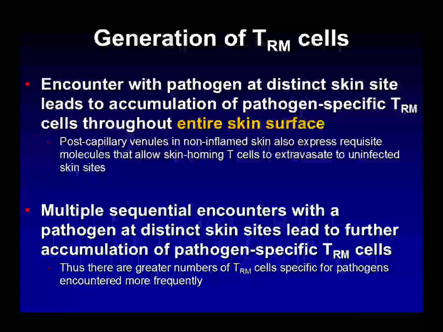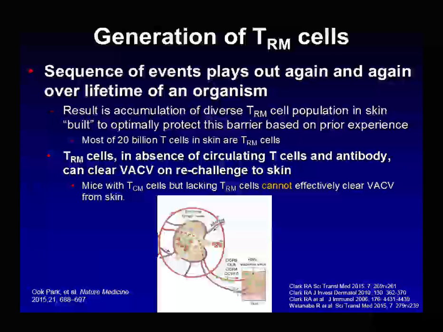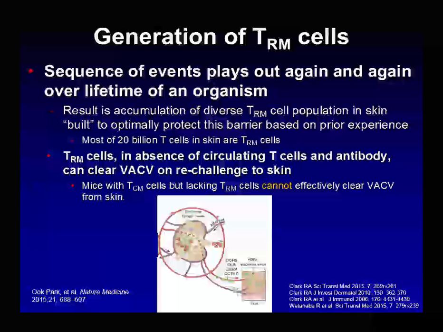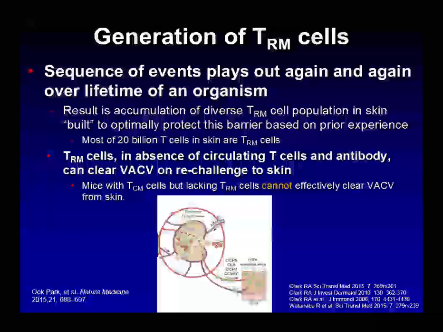And this sequence of events plays out again and again over the lifetime of the organism, with the result being the accumulation of a very diverse population of skin-resident memory T cells that, in a sense, has been built to optimally defend the skin barrier in any one individual based on its experience. And these cells can be very potent in their ability to protect. There are studies that have shown that skin-resident memory cells, in the complete absence of any circulating T cells or antibody, can clear vaccinia challenge in the skin.